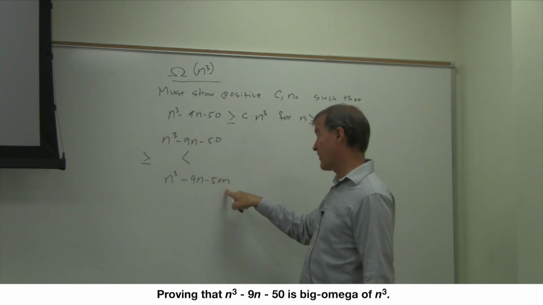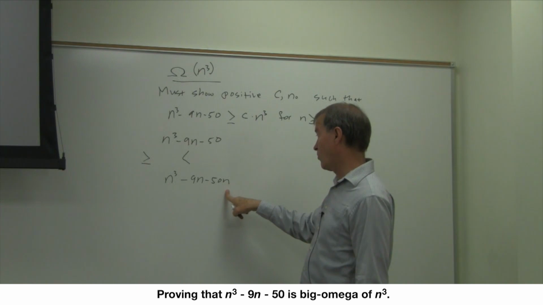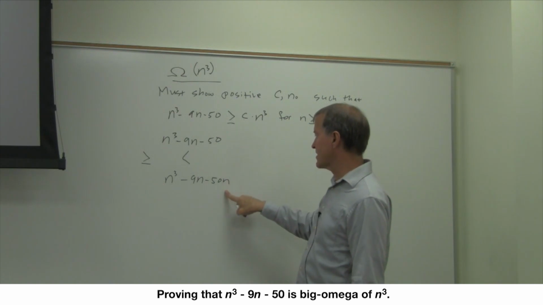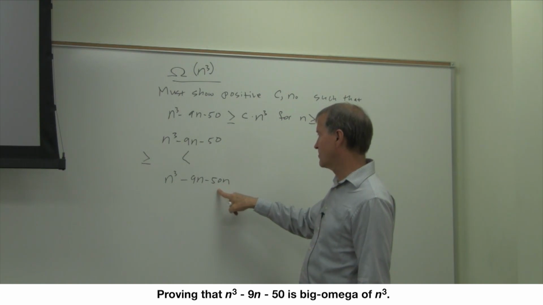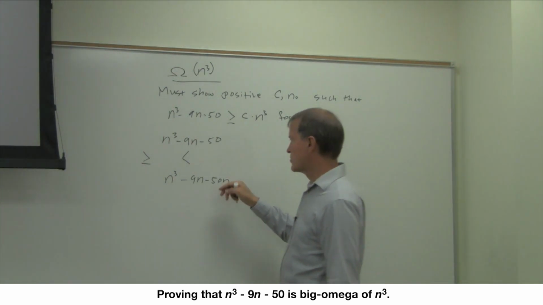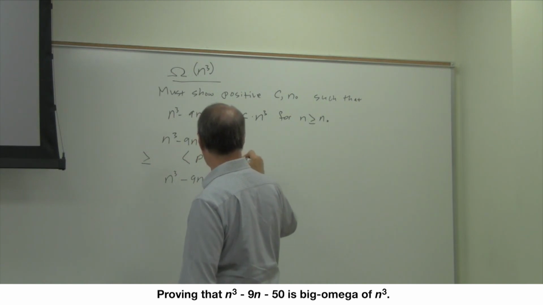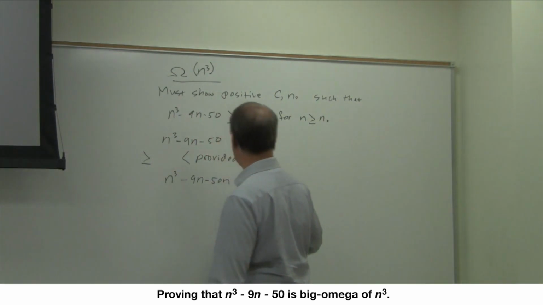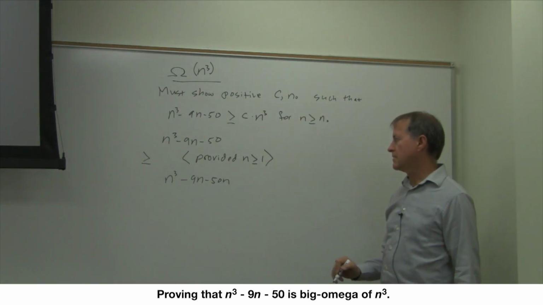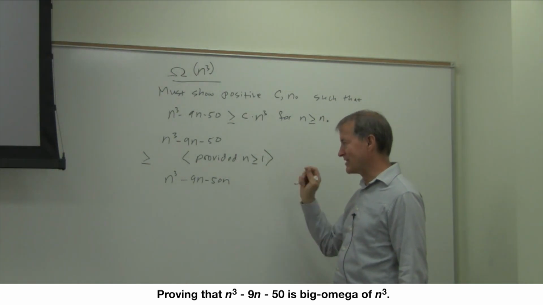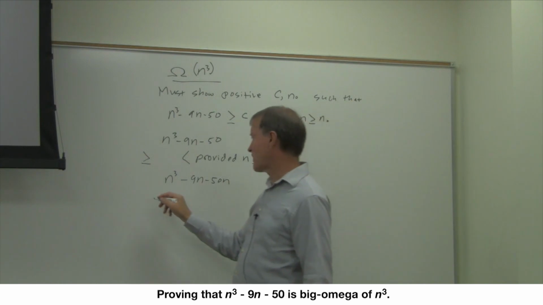Yes, this has to be provided n is greater than or equal to 1. Because if n is less than 1, like if n is a half, then it's not true, right? Are you with me? So the only way you can do this is provided n is greater than or equal to 1. So this 1 is where we're going to get our n naught, if everything works out. Maybe, we'll see.